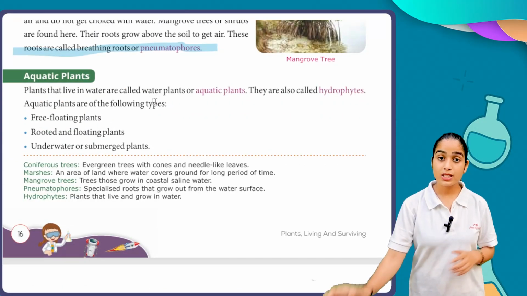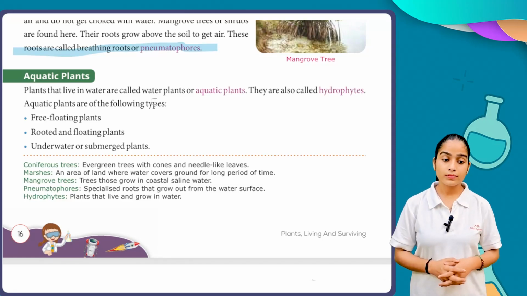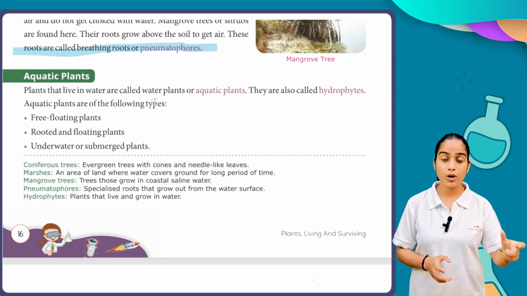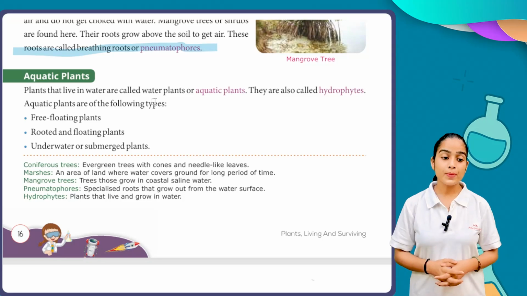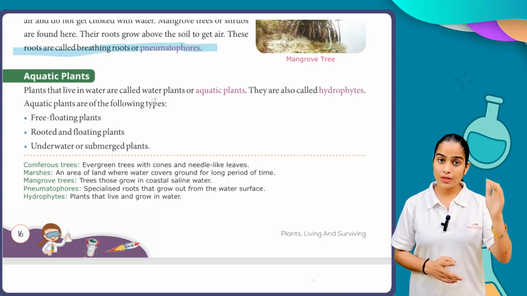As the name suggests, aquatic, in water. Plants that live in water are called water plants or aquatic plants. They are also called hydrophytes. So hydro means water and phytes means plant. So aquatic plants are of the following types: the first, free floating plants; the second, rooted and floating plants; and the third one, underwater or submerged plants. So these are the three types we have in aquatic plants.